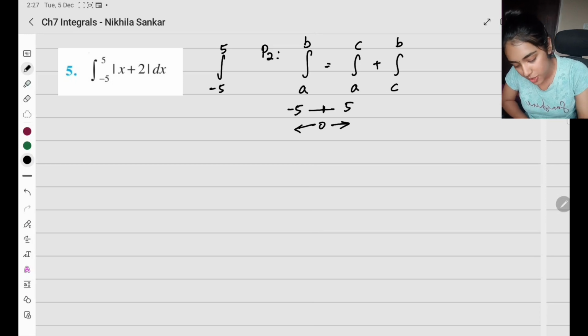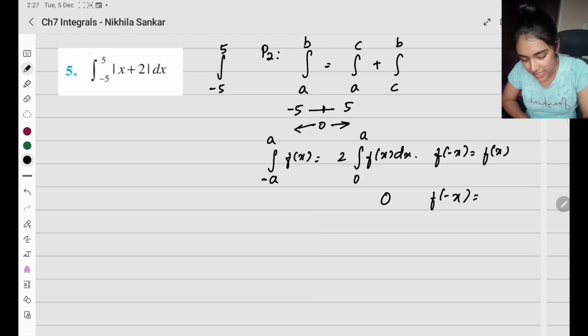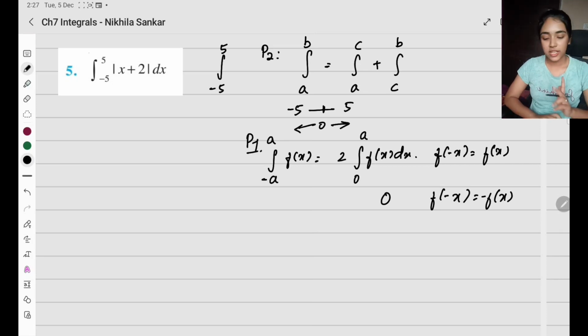What is my other option? If integral minus a to a of f of x is there, I can change this to 0 to a 2 times f of x dx if f of minus x equals f of x, or 0 if f of minus x is going to be minus f of x, even function or odd function. So this is my property number 7. So there are two different options.